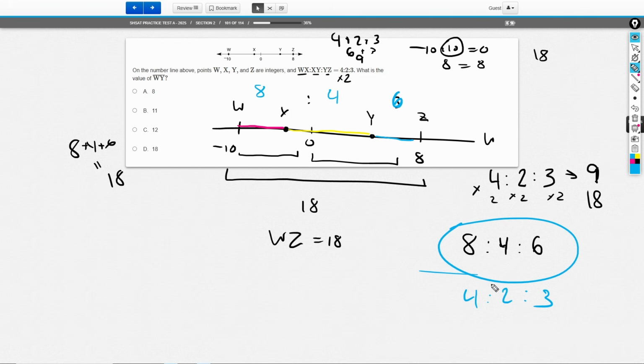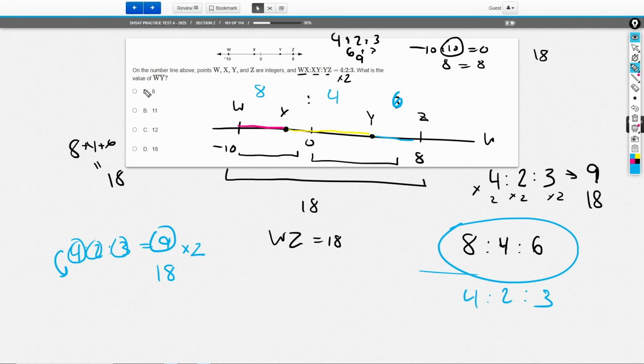So when you have a problem like this, the solution is simple. Take the ratio, add it up, and then compare it to the total length. So the total length was 18, the ratio was 8. So, sorry, the ratio was 9. So how do you turn 9 into 18? You multiply it by 2, and you do the exact same thing for each number inside of this ratio in order to get the actual ratios, or the actual distances.